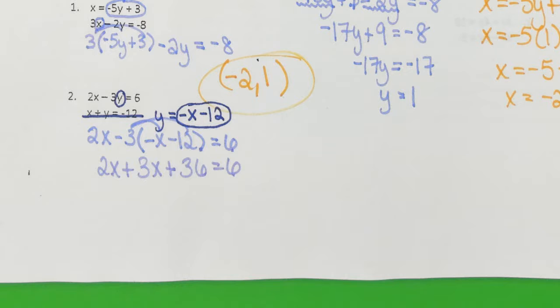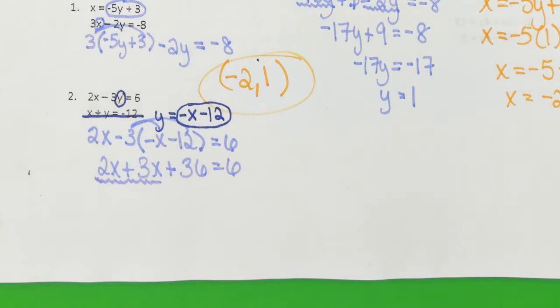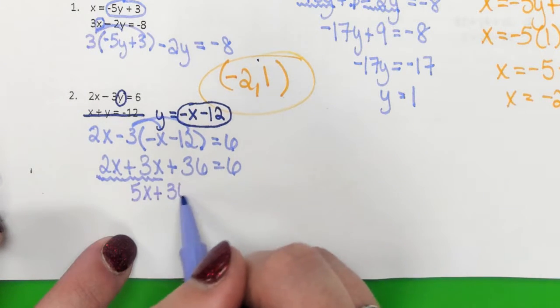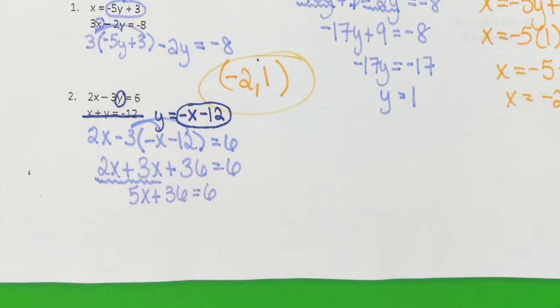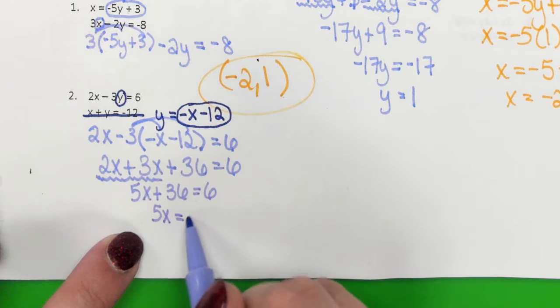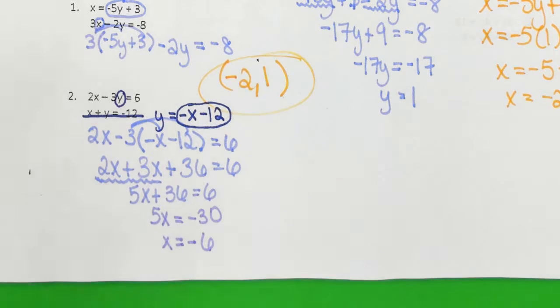Y'all okay with that? All right, so now I have 2x plus 3x. How much is that? Come on, 2 plus 3. 5x. All right, subtract that 36 to the other side. What's 6 minus 36? Negative 30. Divide by 5, and what do you get? Negative 6. But if I were to graph those, I only have the one part of my coordinate.